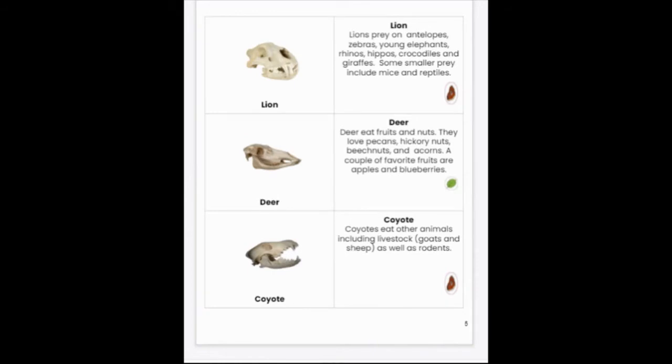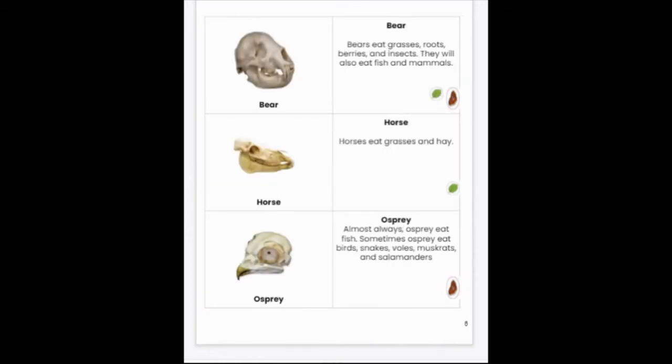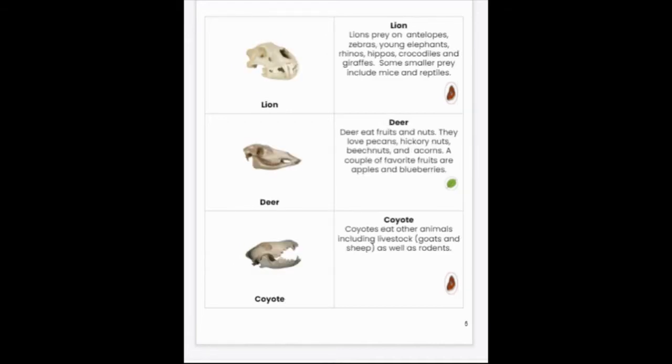So if you turn back in your notebook, you're going to find these 2 pages on 5 and 6. It's going to show you 6 different animal skulls, and it's going to tell you about what they ate. So if you notice here, there are some different symbols.